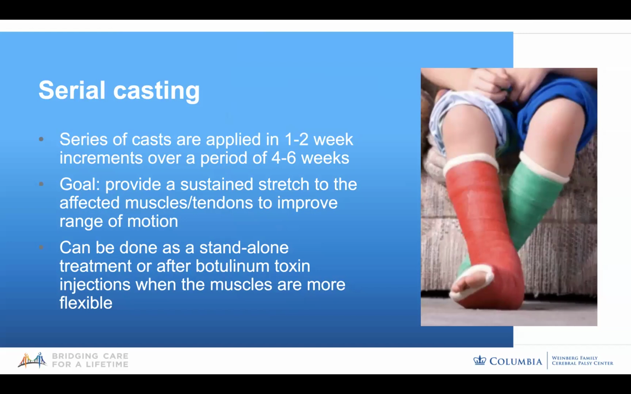And serial casting is a series of casts that are applied in 1 to 2 week increments over a period of 4 to 6 weeks. And the goal is to provide a sustained stretch to the affected muscles and tendons to improve the range of motion. And this can be done as either a standalone treatment or after botulinum toxin injections when the muscles are more flexible and can sometimes be a little bit more comfortable for the patient. We do this in our department, but orthopedic surgery does this as well.